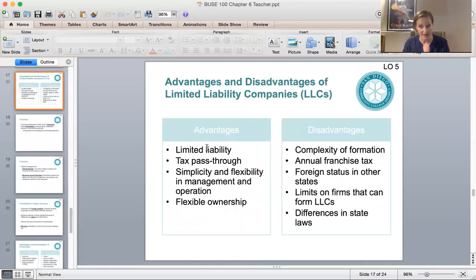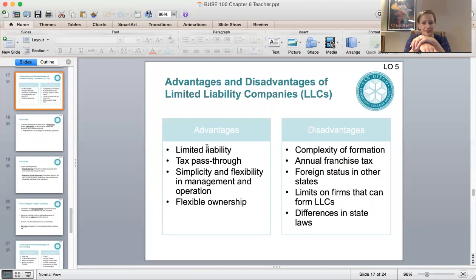There are many advantages of LLCs. They're right now the most popular type of business. Limited liability, no double taxation, just like that S corporation, right? And I told you that about an S corporation, right? With an S corporation, you don't have to pay the double taxation like a C corporation. In an LLC, you also don't have to pay double taxation. You're only taxed once. It's called a pass-through corporation.